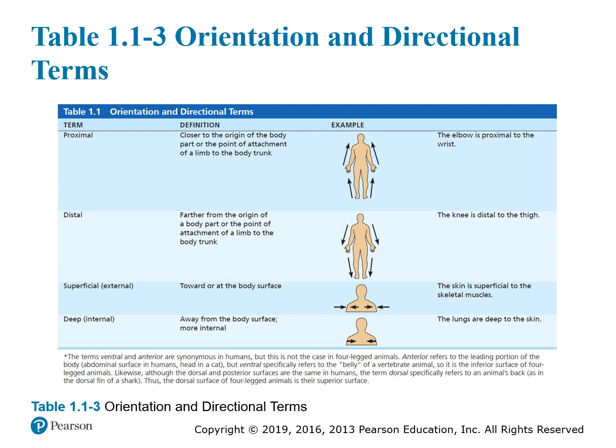So if something is proximal, it is closer to the point of attachment. If something is distal, it is further from the point of attachment. So we would say perhaps that the wrist is distal relative to the elbow and the shoulder, and the elbow is proximal to the wrist. If it's superficial, it will be external, so towards the body surface. If it's deep, it is internal, away from the body surface, more internal.